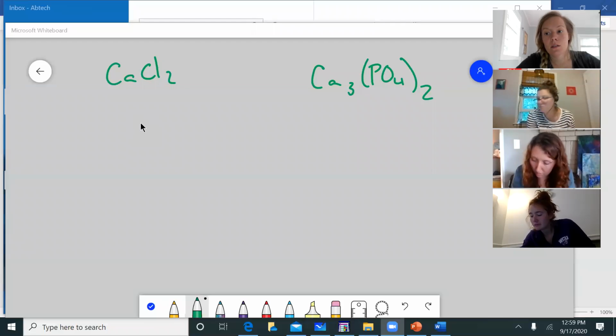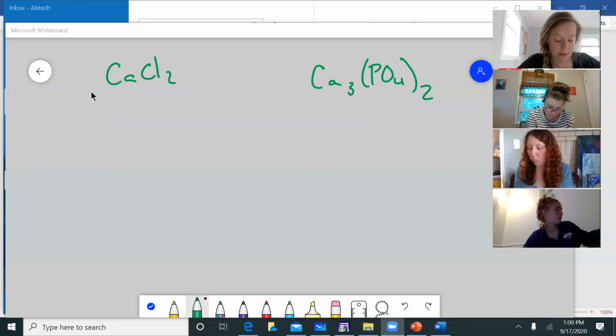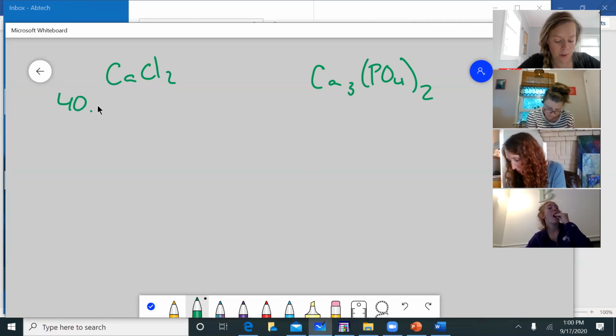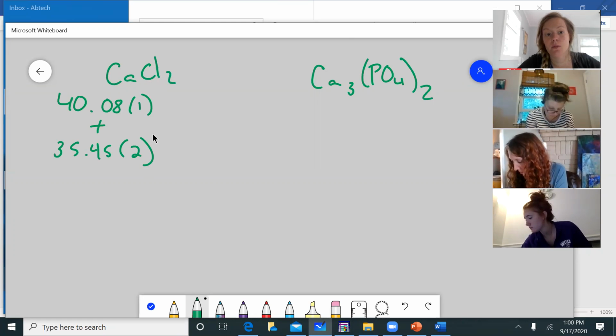Okay, so for this one, we're going to need to take the mass of calcium, which we have as 40.08, and we've got one of them. And I need to add it to my chlorine, which is 35.45, and we have 2 of them. So always make sure you're taking into account what the subscript is.